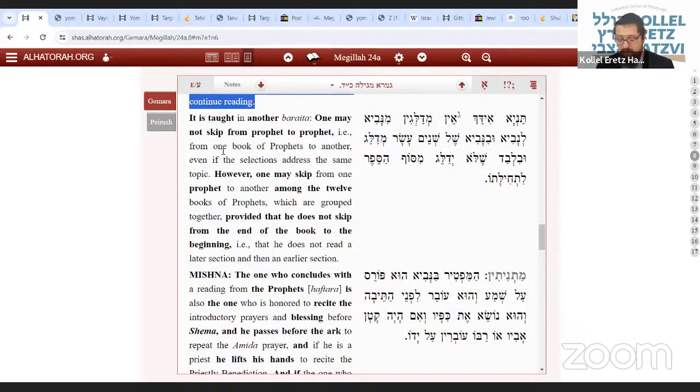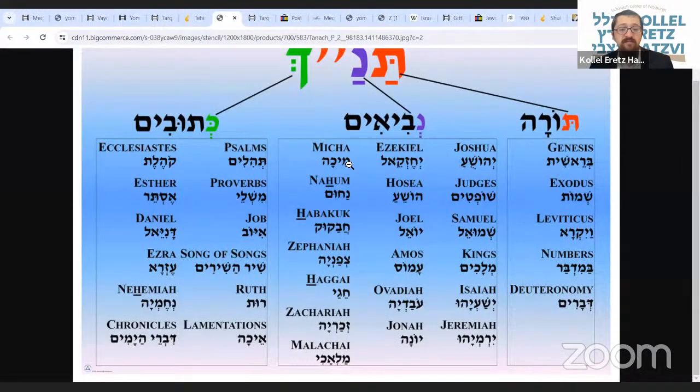Sfas Emes, the first Ger Rebbe, writes that not necessarily, because you can have it in two different ways. Let's say you have the end of one Navi and the beginning of the next Navi, right? So the end of, let's say, Micha and the beginning of Nachum, or the end of Nachum and the beginning of Habakkuk. But seemingly that would be allowed. It doesn't take up time. So that's his question on the Ritva.